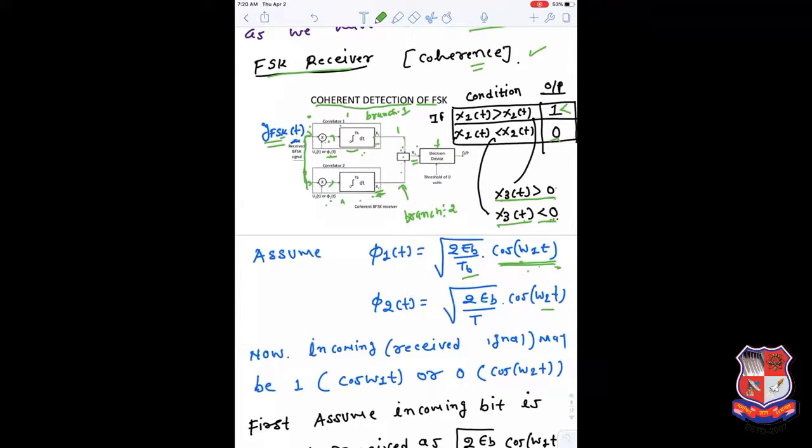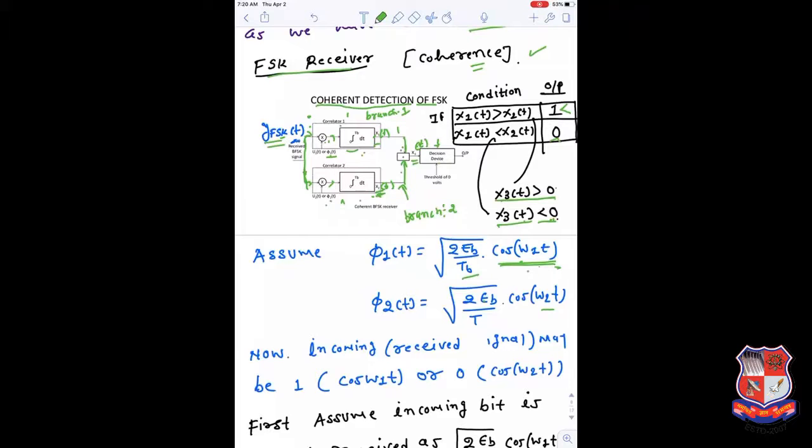And then this output is basically the difference, x1 of t minus x2 of t. This is x1 of t, you can assume, and this is x2 of t. So the difference is produced here, x3 of t, and then this difference is given to the decision device, and then the output would be considered.